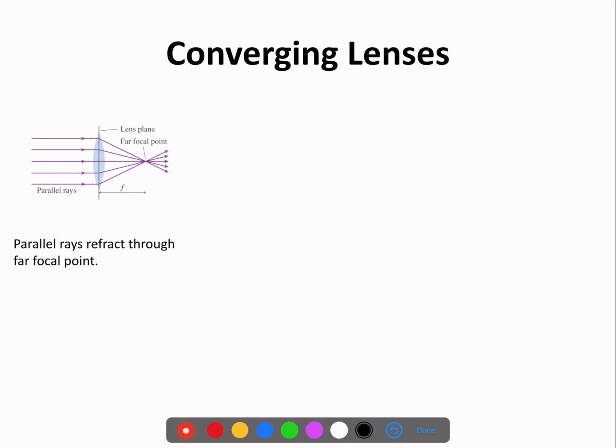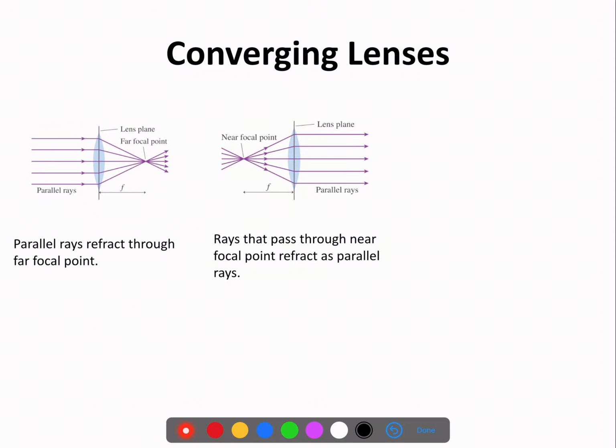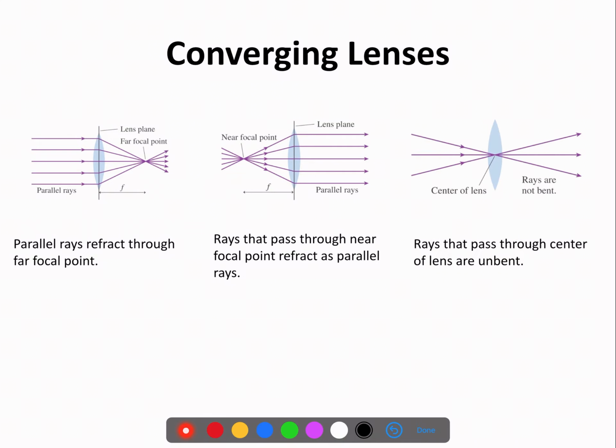Okay. So remember, for converging lenses, if you are outside the focal length of the lens, parallel rays refract through the far focal point, right? Because remember, there's one over here too. We don't care about that one for these parallel rays. Rays that pass through the near focal point, if they're coming in at an angle, are going to come out parallel, and then rays that go through the center just don't get bent.